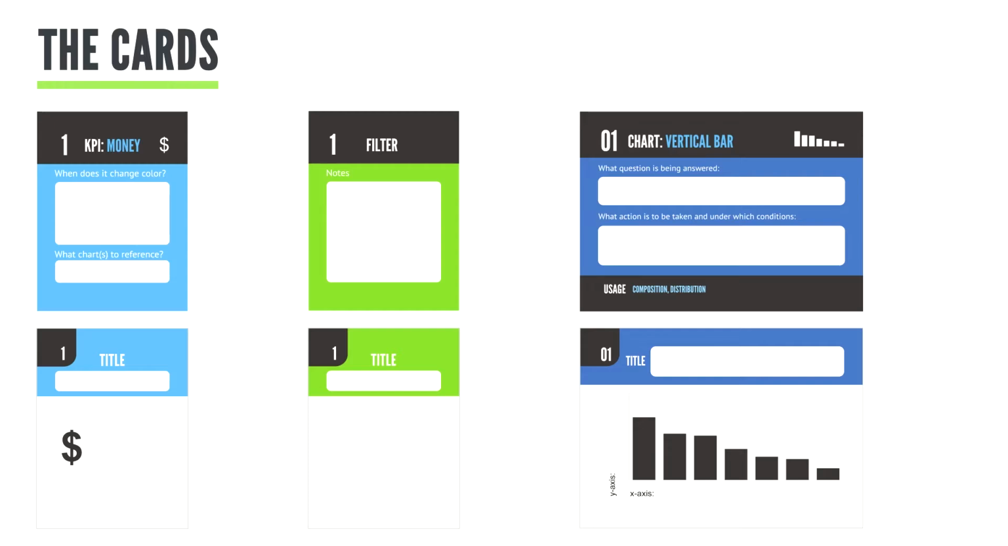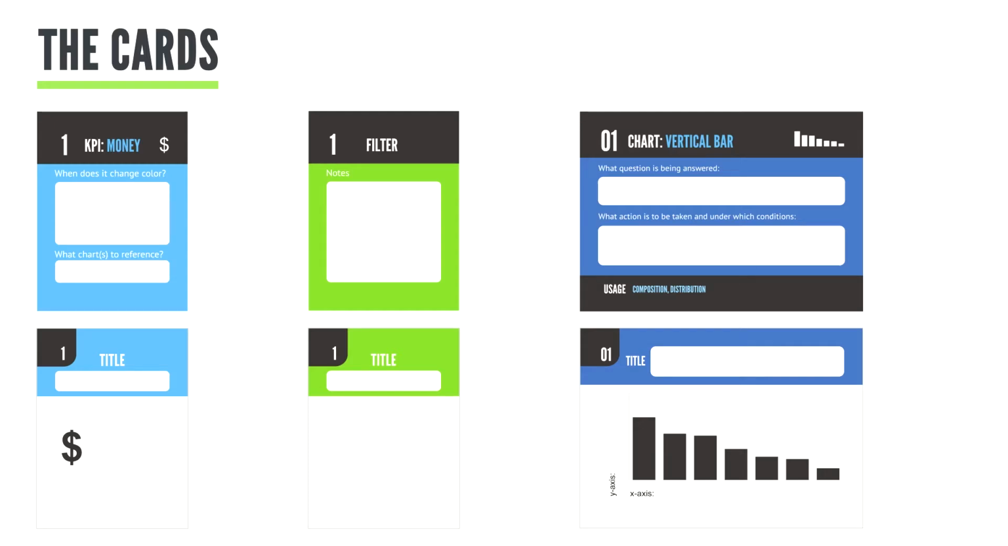On the bottom part, you'll see there's the usage. And this helps you decide which chart is most appropriate for the question that you want to answer. So this helps in chart selection. This example you see, this is good for composition and distribution. So as we go through the process, we'll be creating and crafting what those questions are that we need answered from the dashboard. You write the question, one question per chart, into this area up here, what question is being answered.